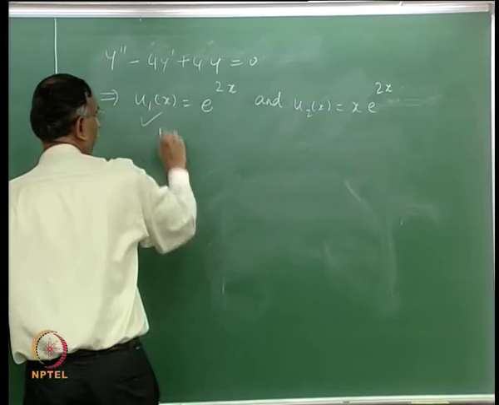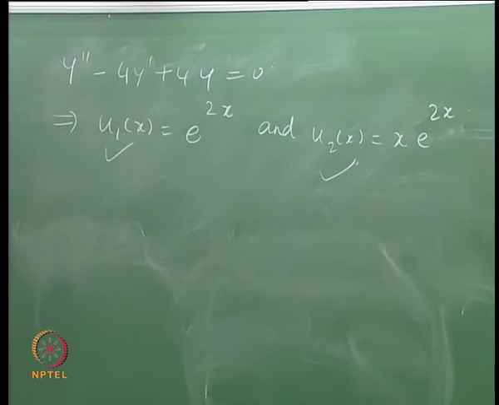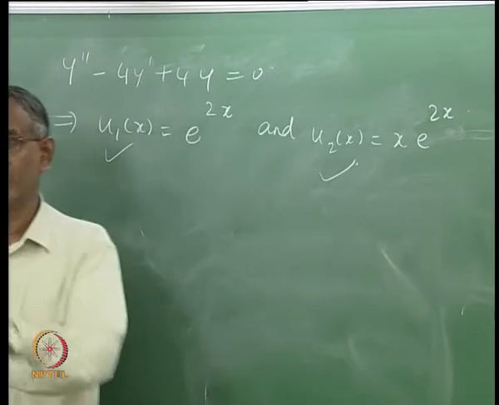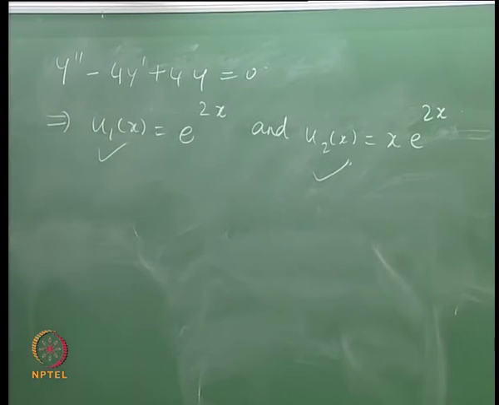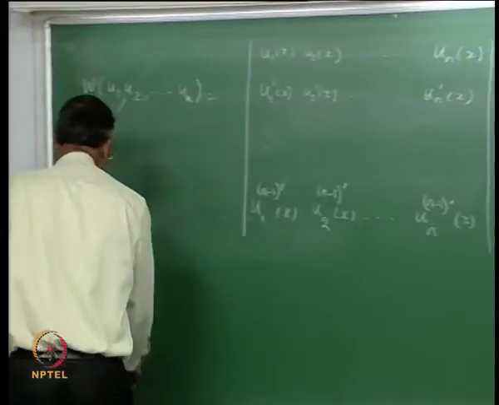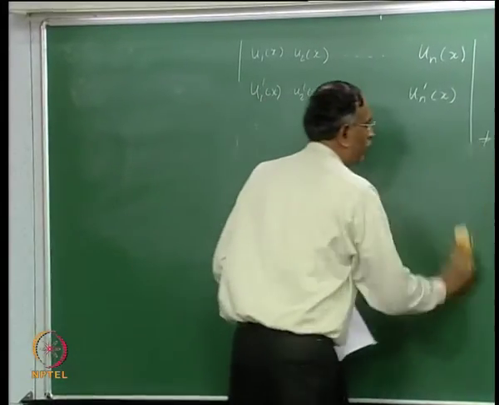And you can verify that these two are indeed independent by writing down the Wronskian, taking the derivatives of the exponential e^(2x) and x e^(2x), putting them in and calculating that. I will leave it to you as an exercise. Okay, so let's look at the non-homogeneous part, and let's consider some simple equations.